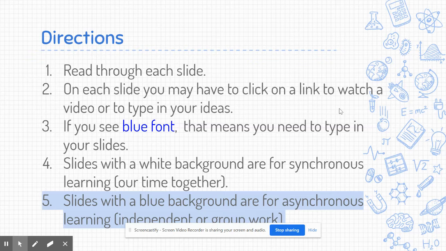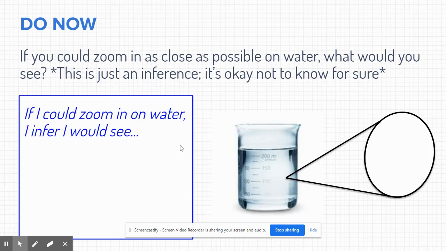Okay. Directions for this, just like always, is read through each slide. On each slide, you may have to click on a link to watch a video or type in your ideas. Remember now, if you see blue font, that means you need to type in your slides. Slides with a white background are for asynchronous learning. So this is during when we're together right now. Blue slides is asynchronous, and that's for independent or group work.